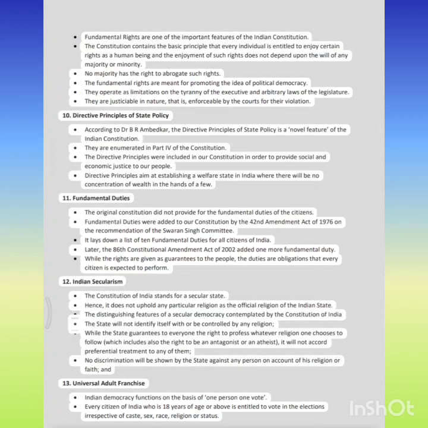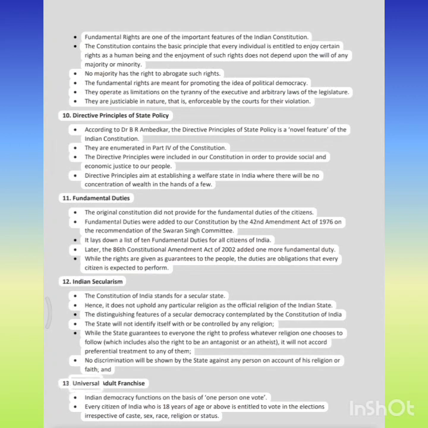The state will not identify itself with or be controlled by any religion. While the state guarantees to everyone the right to profess whatever religion one chooses to follow, which includes also the right to be an agnostic or an atheist, it will not accord preferential treatment to any of them. No discrimination will be shown by the state against any person on account of his religion or faith.